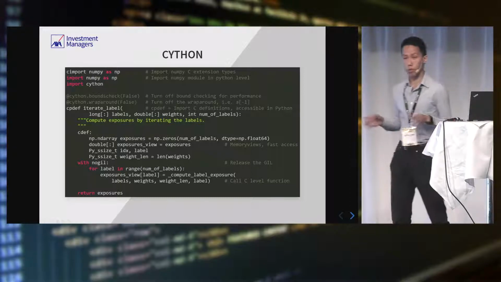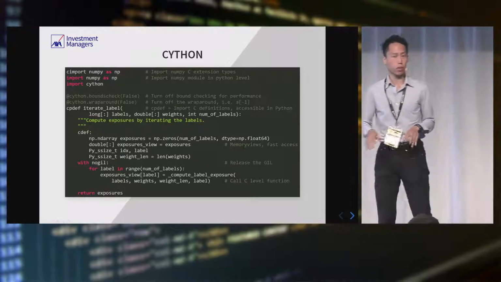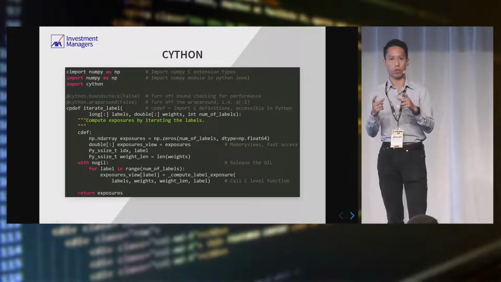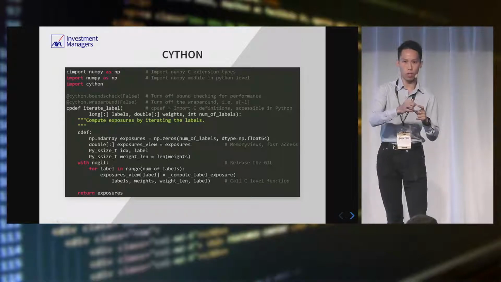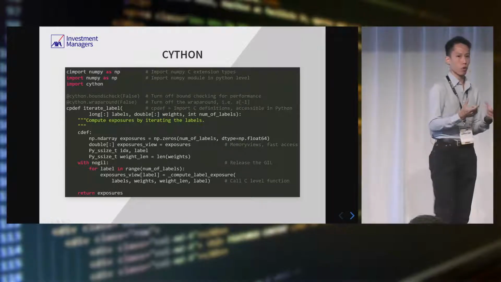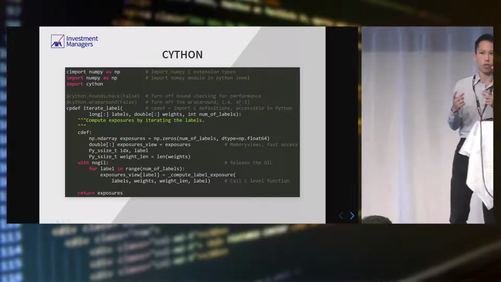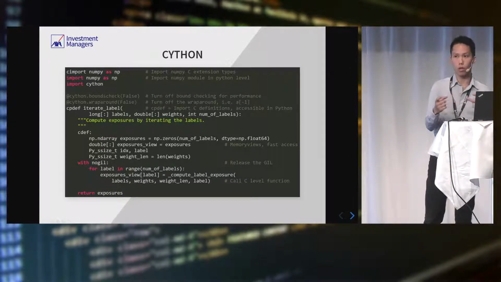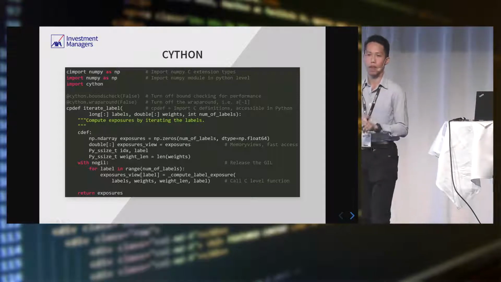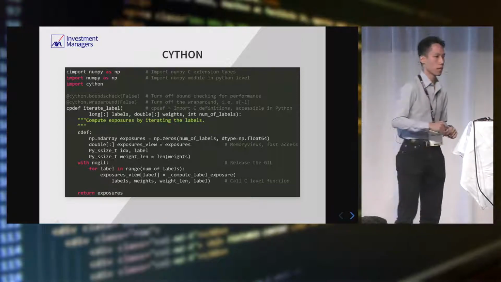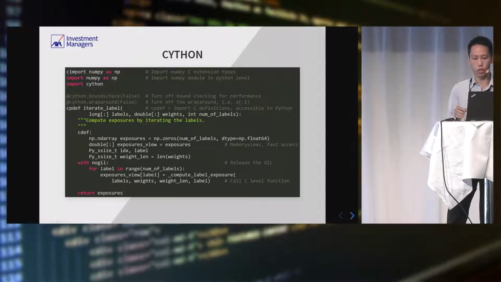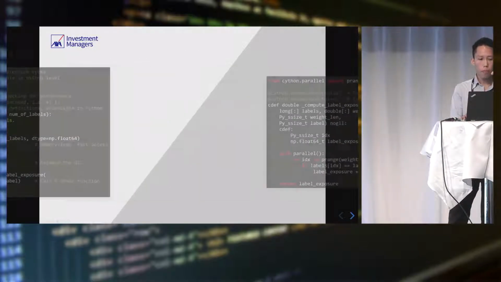Then, which is really good, you can tell it nogil. It means every time you run under the scope, you don't need to get the global interpreter lock and release it. It boosts performance so much. But the assumption is that within the scope, you have a piece of code which doesn't access any Python object, but only C objects. Then within, I call the C level function, which is called underscore compute label exposure.